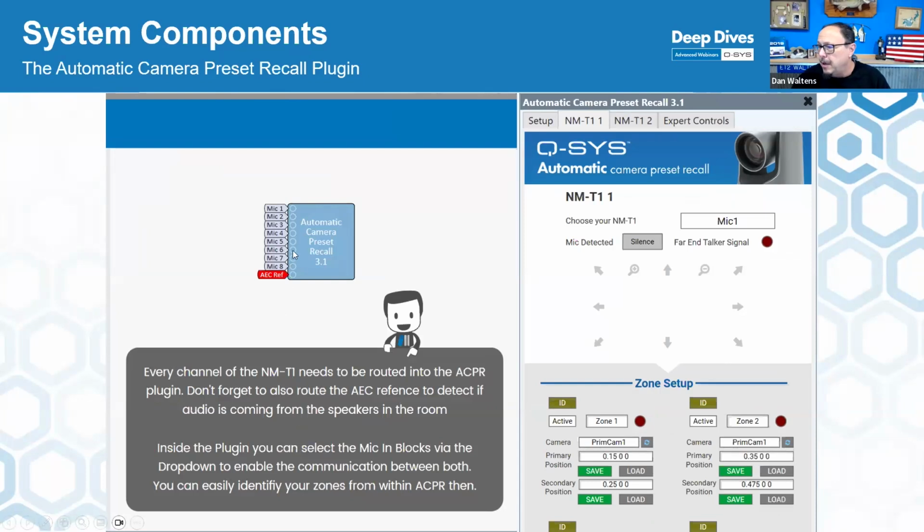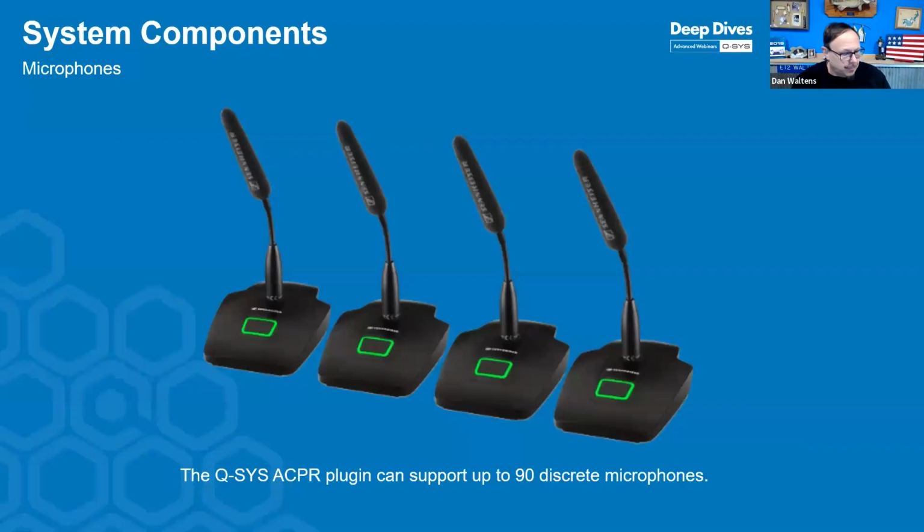So the automatic camera, all of the channels get brought into the ACPR plugin, and it will detect which ones do that. So the nice thing is there you can kind of gain those up if you need to, and you can identify your zones by bringing them directly into the plugin. And then you could also have those mics routed to a gating mic mixer in your whole conferencing path as well. So kind of nice on that front as well.